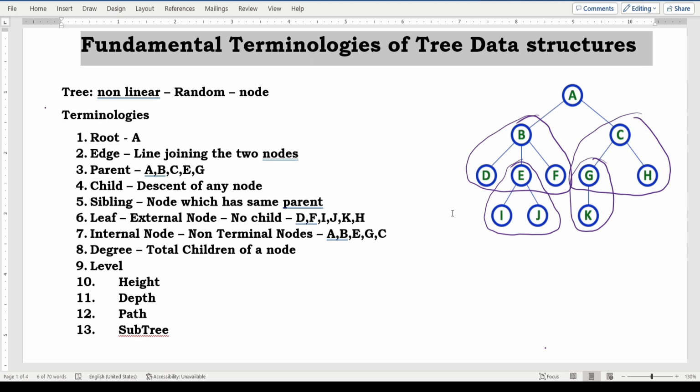So very easy. During the exam, in multiple choice or in a very short answer, your professor or teacher may ask you to explain degree with a suitable example, explain child or siblings with a suitable example, or they may give a sample tree and ask you to find the depth of A, depth of B, like that.